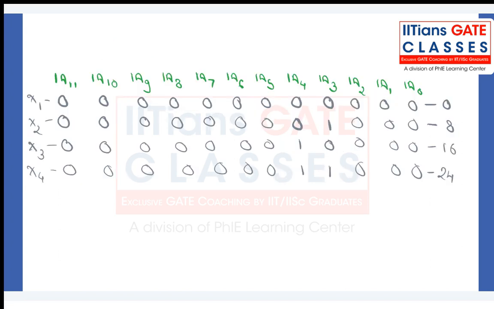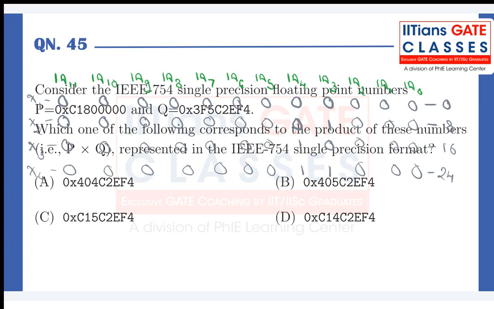Okay, fine. So consider an IEEE single. This question is again based on IEEE floating point representation, right? They are asking: consider the IEEE 754 floating point representation where P is A and Q is A. Which of the following represents the corresponding product of these two numbers, again represented in the IEEE 754 reference format? So this is a bit theoretical question because you will have to understand the format of the IEEE 754 representation.